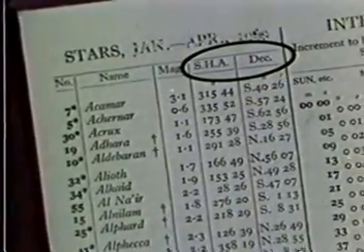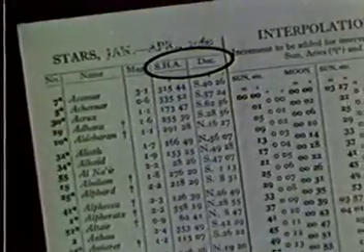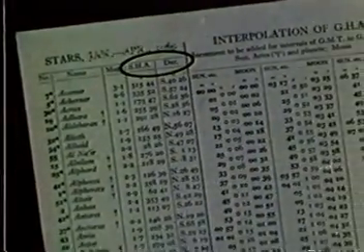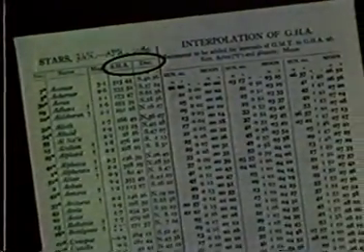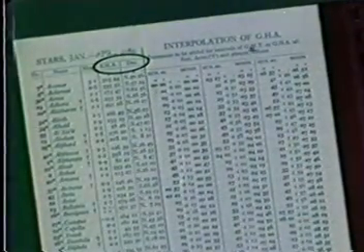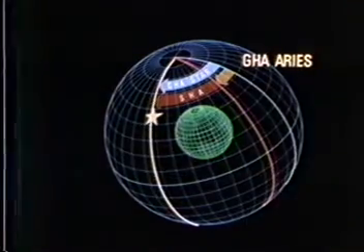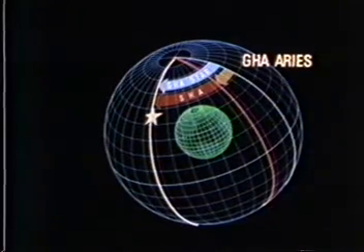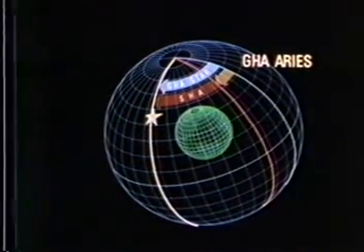SHA and declination for the 57 navigational stars are listed on the inside front cover of the Air Almanac. The navigator can determine the GHA for any navigational star merely by adding its fixed SHA to the GHA of Aries for the time desired.